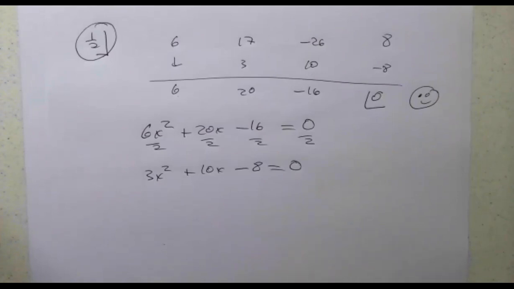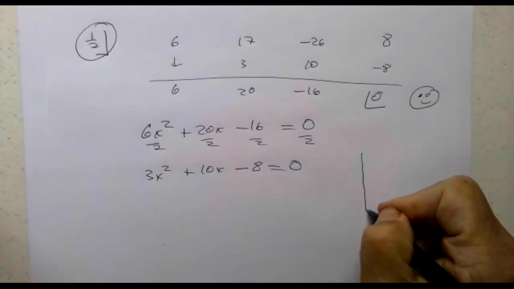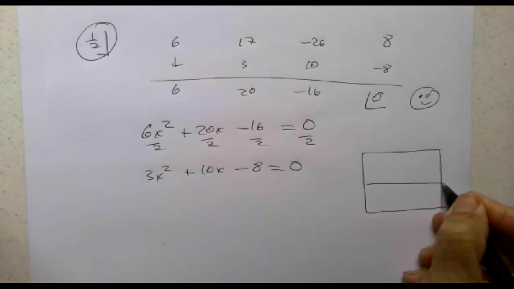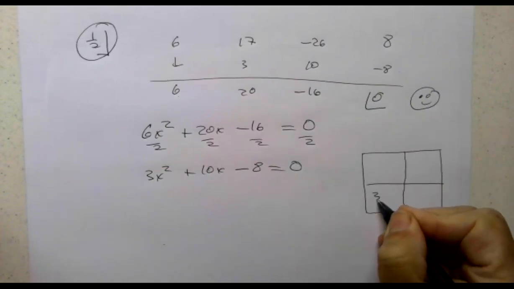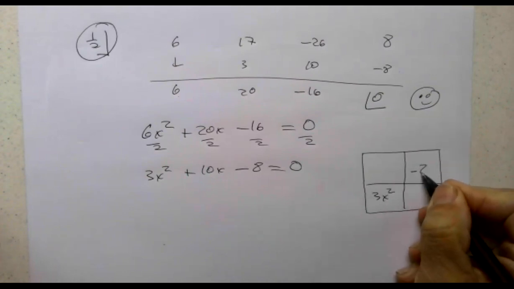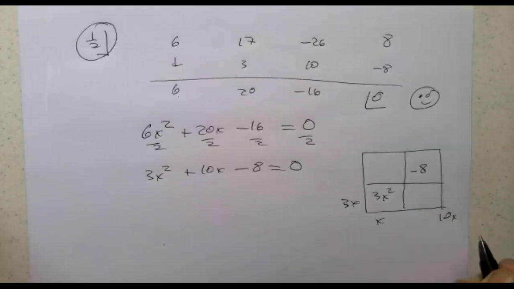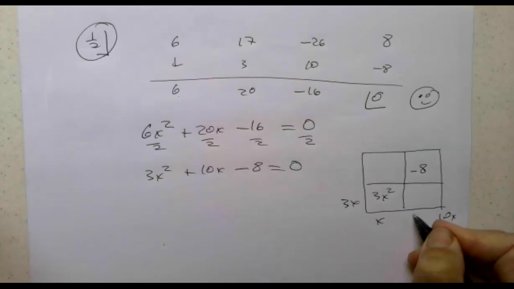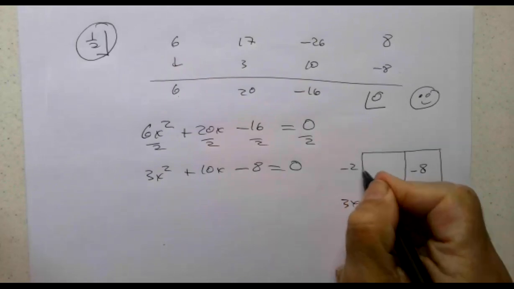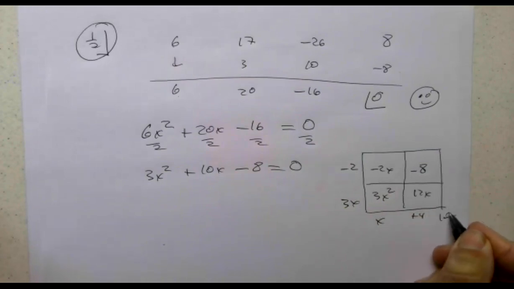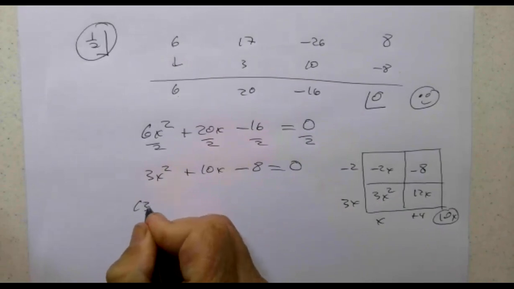To solve this, I could use the quadratic formula. I am going to factor. So I have 3x squared here. I have negative 8 here. I have 10x out in the corner. 3x times x, 2 and 4, 4 and 2, plus 4 minus 2, negative 2x and 12x is 10x. So I get 3x minus 2 times x plus 4.